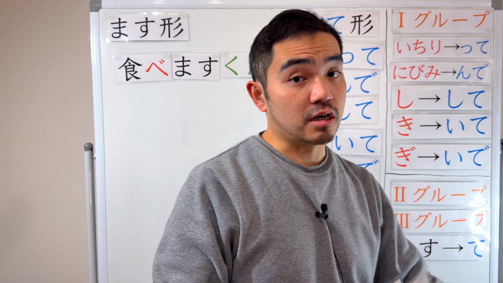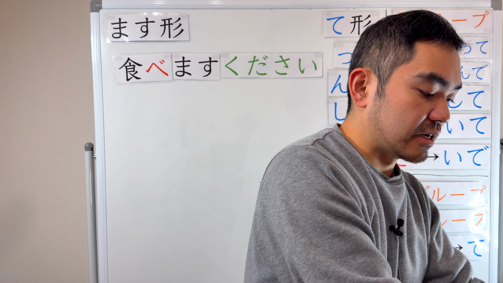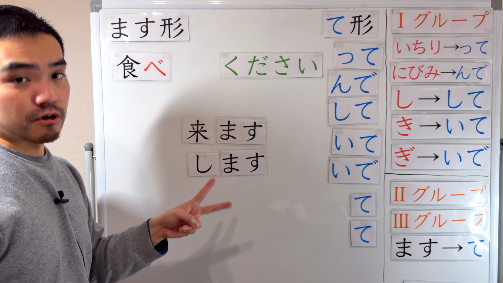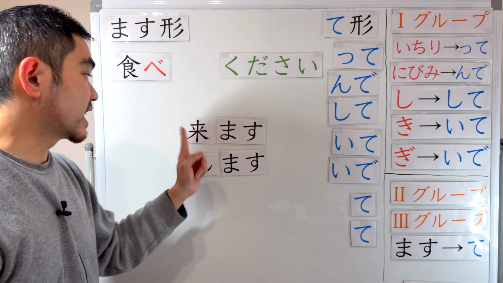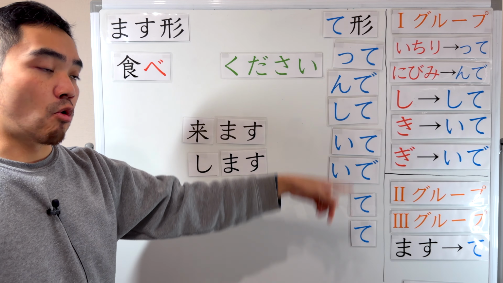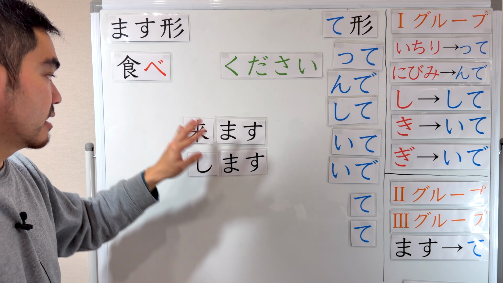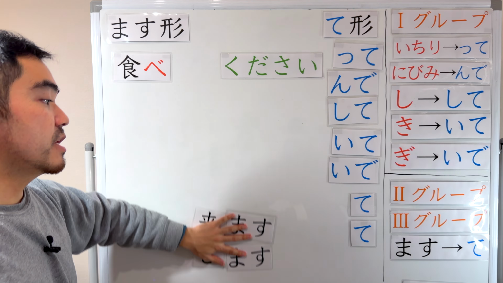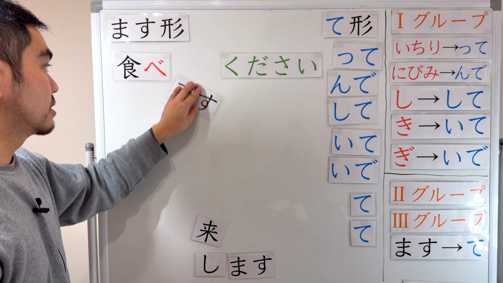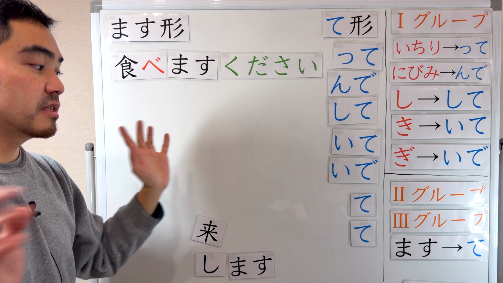来ます, to come, and します, to do. There are only two verbs in group 3, 来ます and します. These are the irregular verbs, so they don't follow any ordinary conjugation rules. You have to remember them. So 食べます is group 2. How do you conjugate? For group 2 and group 3, when it comes to the te form, all you have to do is eliminate ます and attach て.